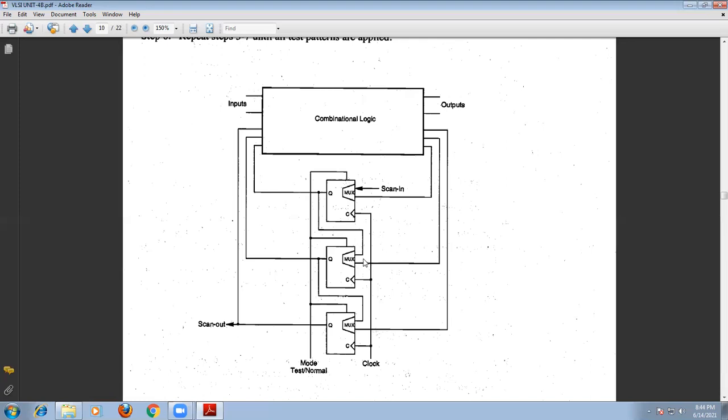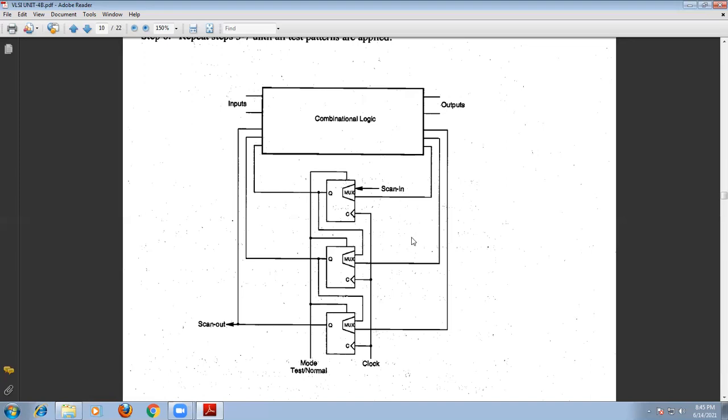The first thing is we are going to set the mode to test. Initially it is the test mode. In this test mode, all the latches accept data from the scan input. So all the latches you have here in the feedback loop will accept data from this scan input.